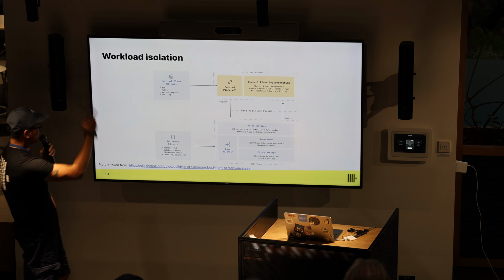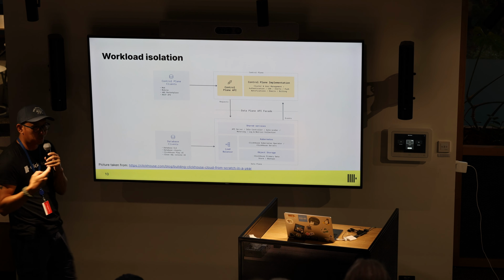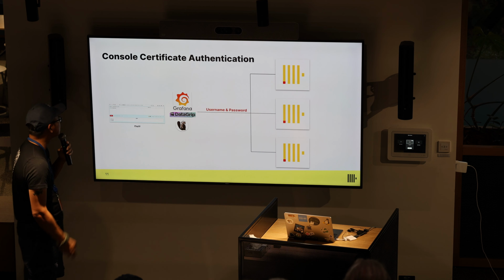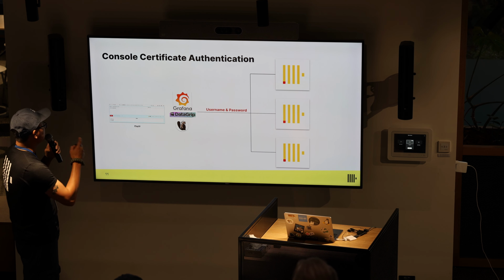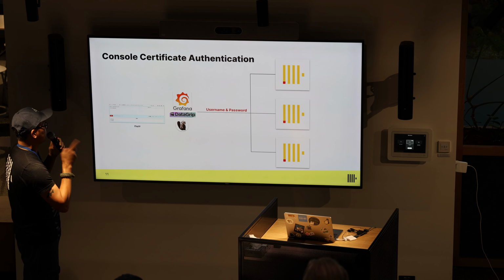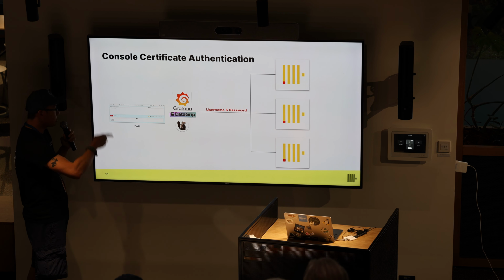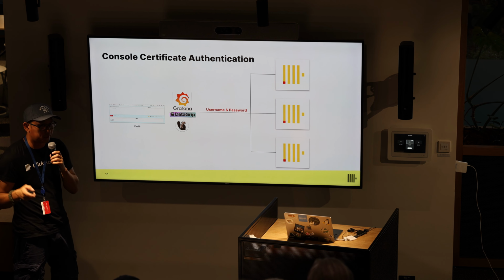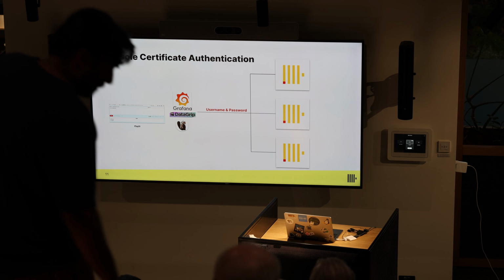So that's the workload isolation. I'm going through this really fast because we don't have much time. We're going to talk a little bit about console certificate authentication. When we launched the GA, this is how people were using ClickHouse Cloud.